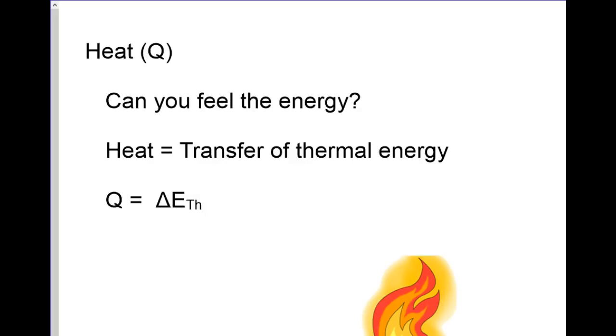To represent heat, we use the letter Q. We do not use the letter H for heat because H is already used to represent other things in science. A lowercase h is used to represent height.